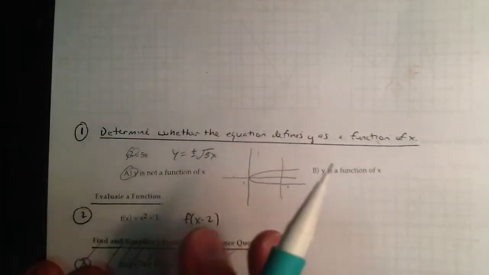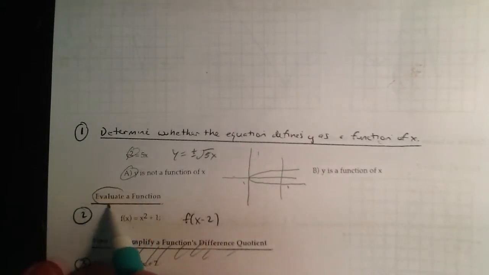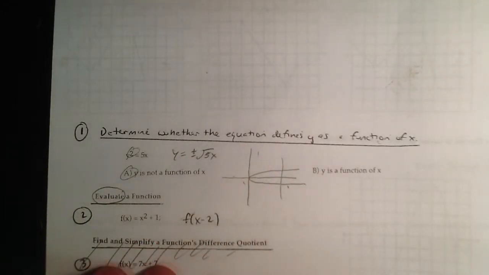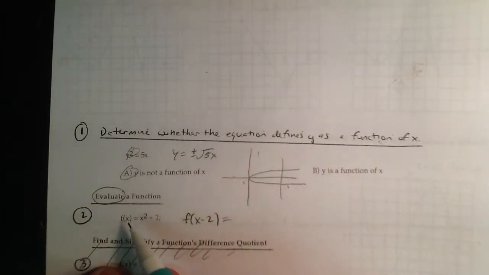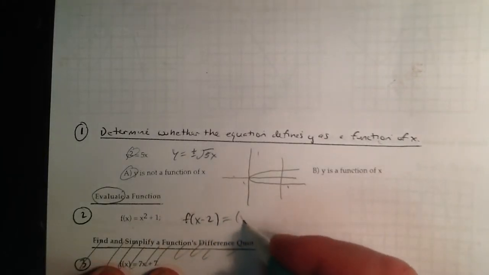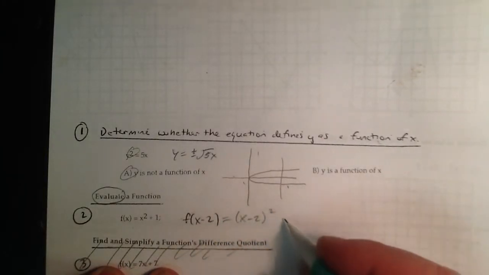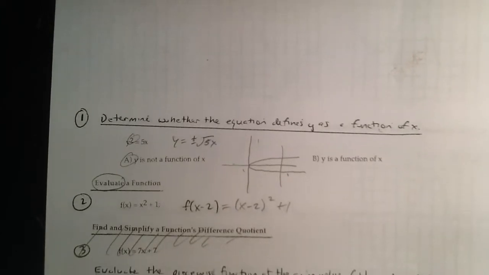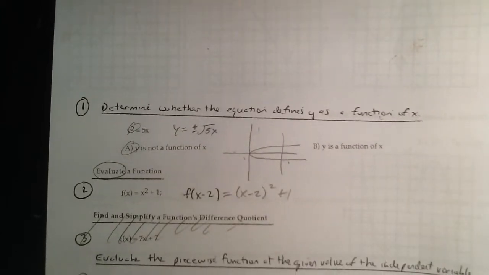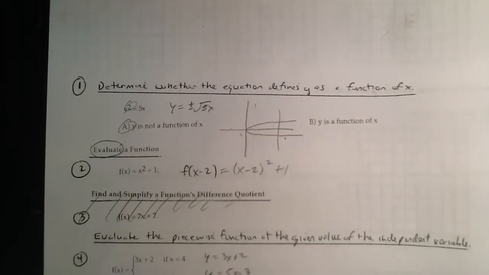Evaluate the function. What do we mean by evaluate? When you see this word evaluate, what it means is it's going to substitute. So what this means is this equation, this function, for every x, I'm going to plug in x minus 2. So this is just a substitution. Go ahead and FOIL this, collect like terms, and then you have the answer to that. Difference quotient. All right, we did not do that. We did rate of change instead.